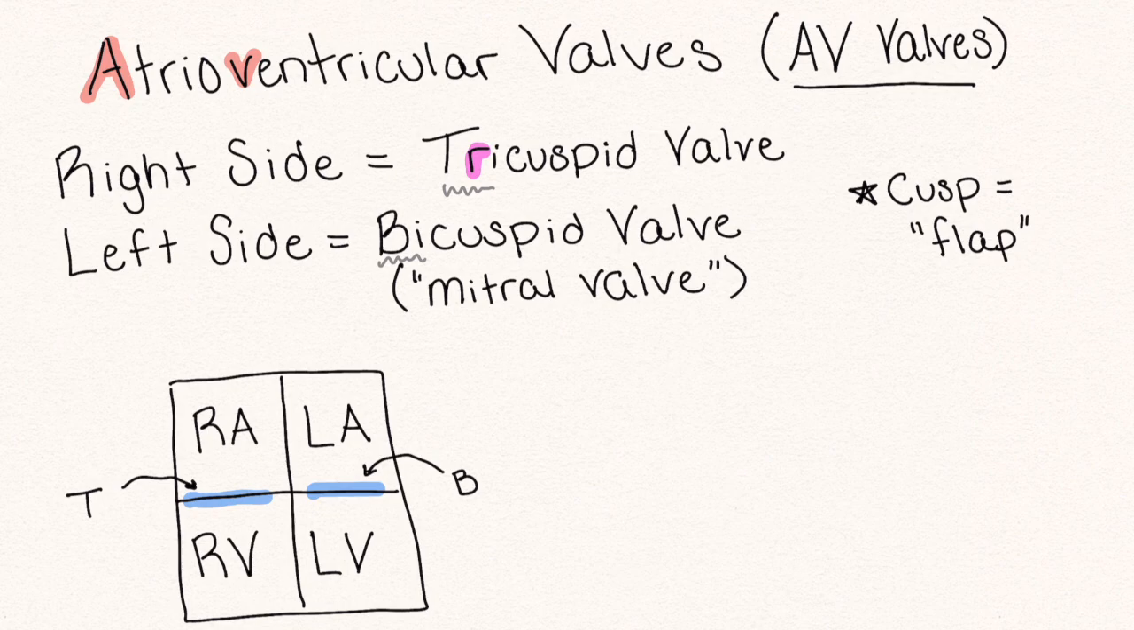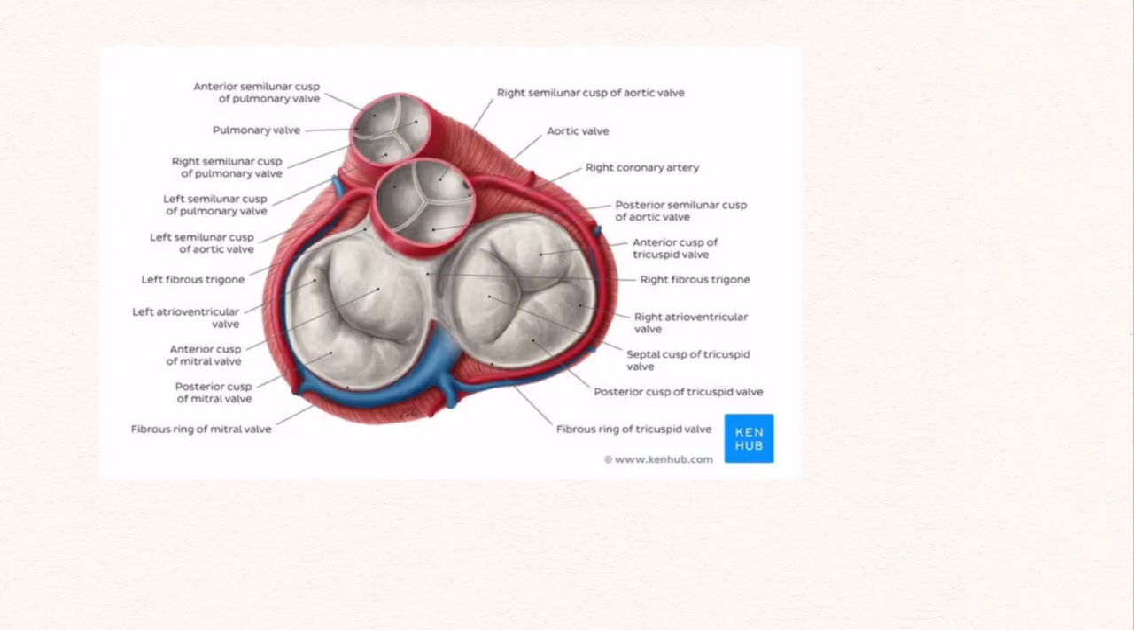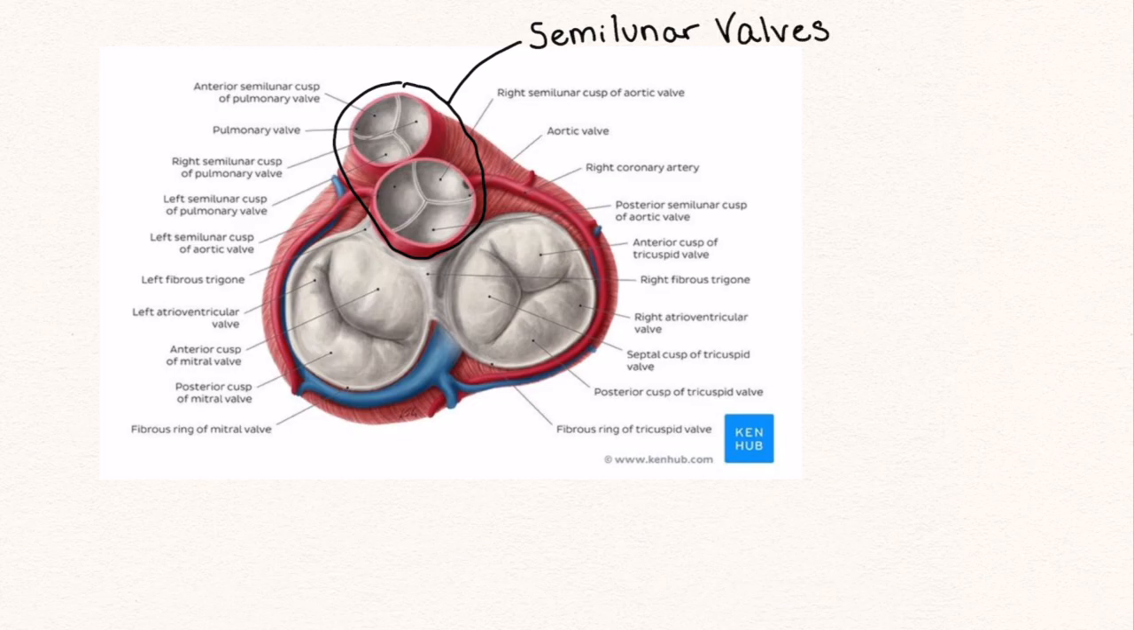We won't be drawing it in this much depth, but I do want to show you what these flaps look like. Here is an image of a superior view of the heart, so looking down on the heart, from KenHub, which is a very valuable anatomy source that I highly recommend. In this image, the 2 smaller valves at the top are the 2 semilunar valves. These are the valves that prevent backflow of blood when the heart relaxes after a contraction. The atrioventricular valves are the 2 larger ones, here and here.